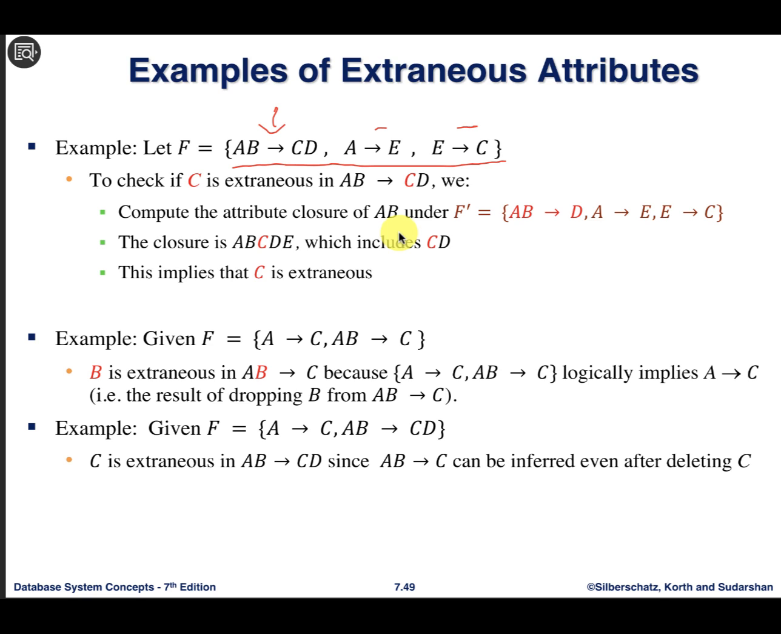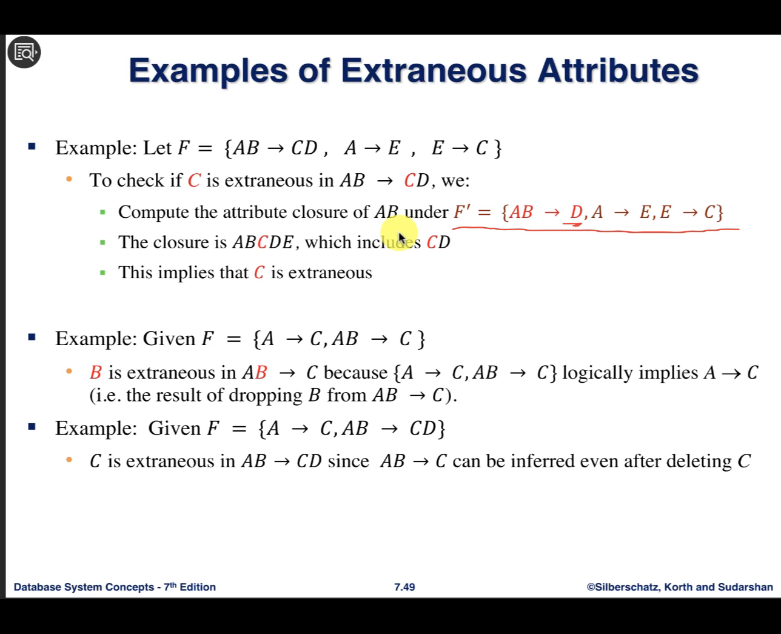Okay, let's see. Assume that we have AB determines CD. I guess you say D is redundant. This is from the right-hand side, so that means you have to go to the next part. In this case, I'm going to start by computing F prime. Since you modify this from the right-hand side, assuming something is extraneous, you need to update the set of given functional dependencies. F prime is going to be AB determines D, A to E, and E to C, which is the one that we have here.